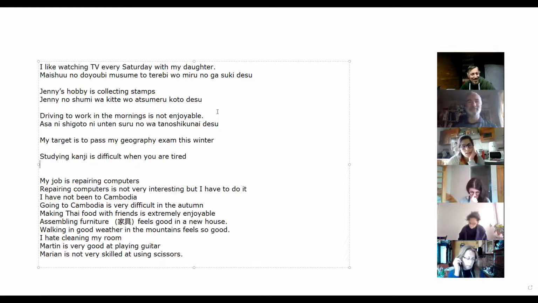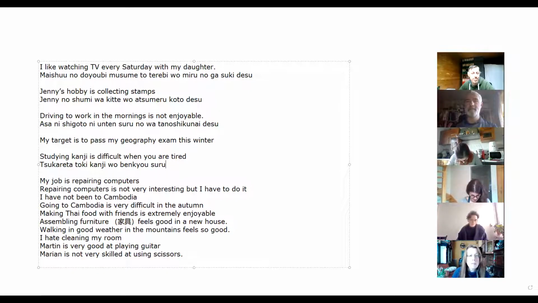When you're tired, tsukareta toki. Very good. Kanji o benkyou suru. This is difficult. The difficult is muzukashii. Okay, so no wa muzukashii desu. Very good. Excellent.